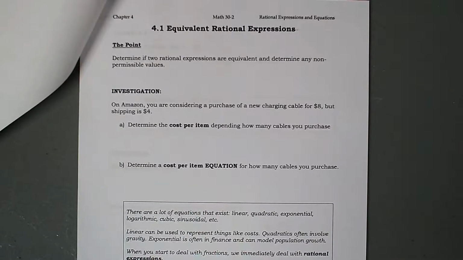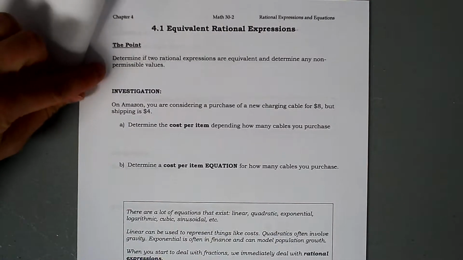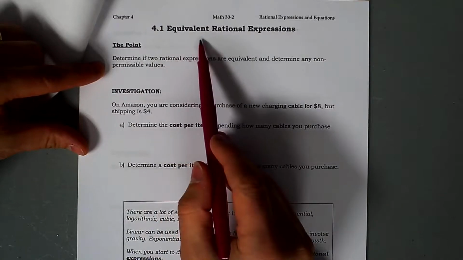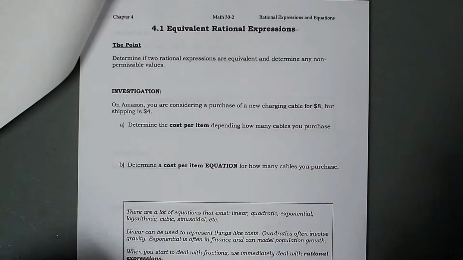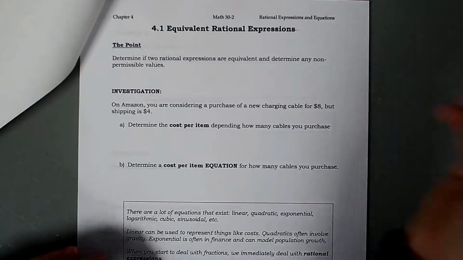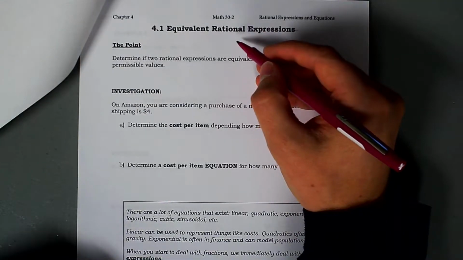Good day, Math 30-2s. Today we're in Chapter 4 talking about rational expressions. Now, Chapter 4 is basically all about fractions where you might be involving some variables. The point of the first lesson is to talk about equivalent rational expressions. A rational expression is essentially, if you think about it as a fraction, there might be letters in it.